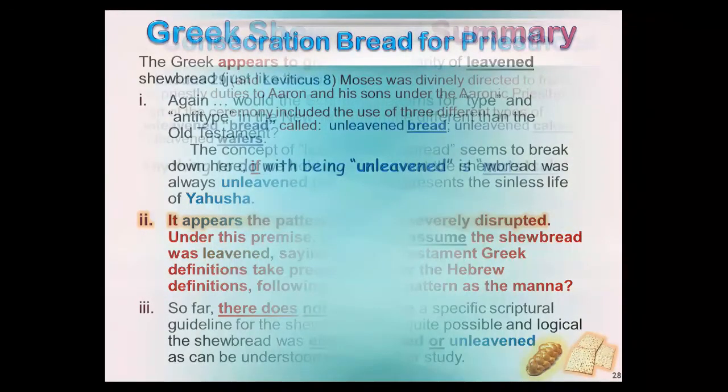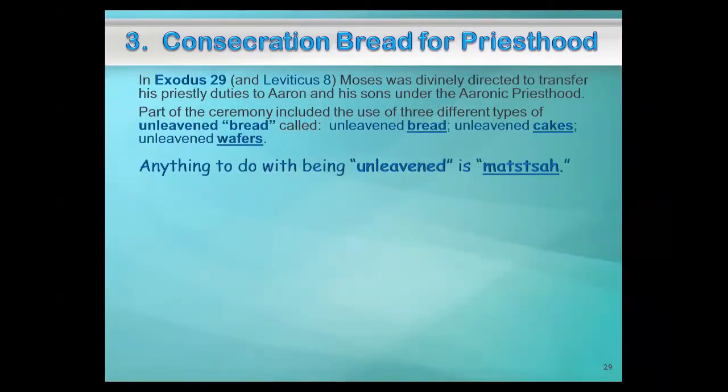This is about the consecration bread for the priesthood, and see if we can find anything of clarity. In Exodus 29, as well as in Leviticus 8, Moses was divinely directed to transfer his priestly duties to Aaron and his sons under the Aaronic priesthood. Remember, that was to happen after the golden calf. Part of the ceremony included the use of 3 different types of unleavened bread, called unleavened bread, unleavened cakes, and unleavened wafers. Now, anything to do with being unleavened is always matzah.